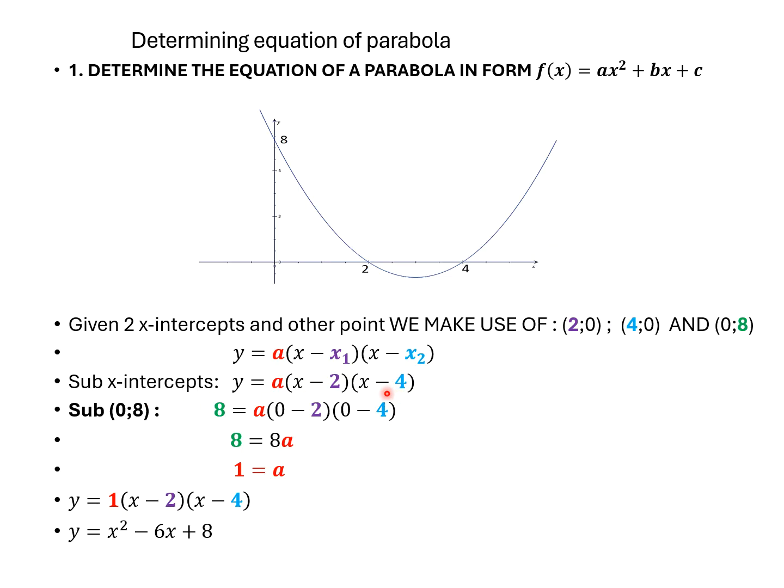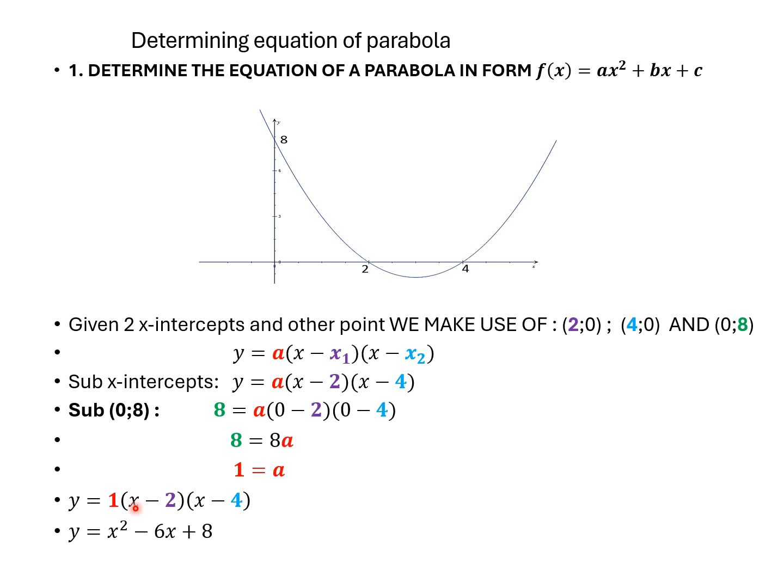Right, once we have that, we always use the other point, which in this case is x is 0 and y is 8, (0, 8). We sub that in, so this states that y is 8 when x is 0. So wherever I see x, I place 0. Minus 2 times negative 4 gives me positive 8. So therefore I have 8a equal 8. 8 divided by 8 gives me 1. So therefore my equation reads y equal 1, x minus 2, x minus 4.